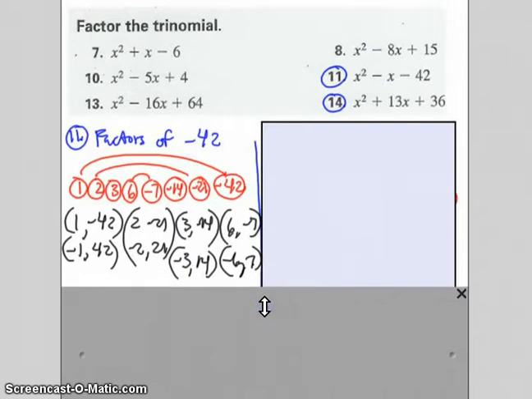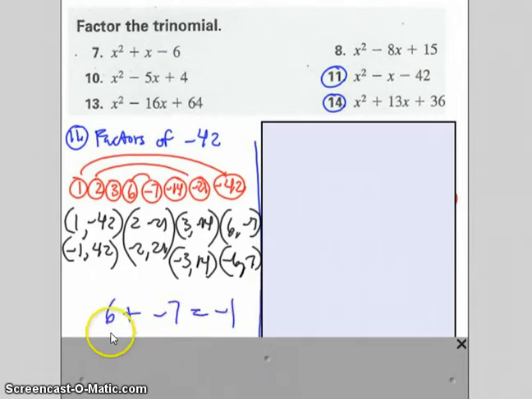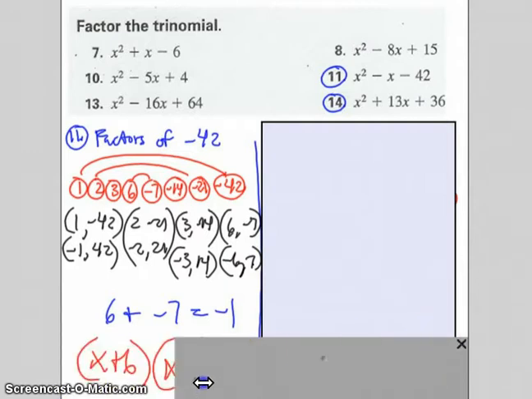So now I've got to find one of these 8 pairs here that's going to add to make negative 1. It's got to make the coefficient on my middle term here, so negative 1. And the one that does is 6 plus negative 7. Notice that negative 6 plus 7 would have made positive 1, but I want negative 1. So it's 6 plus negative 7, and so my answer is going to be x plus 6, since that's a positive 6, x minus 7, since that's a negative 7. And those are my factors. That's what I was asked for here, the factors of the trinomial.